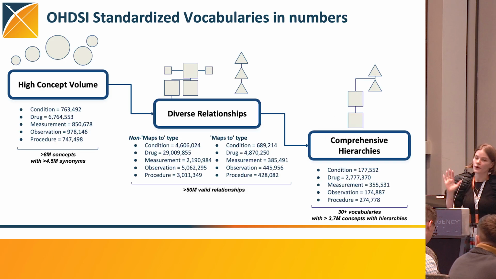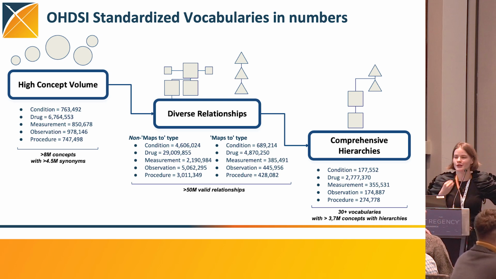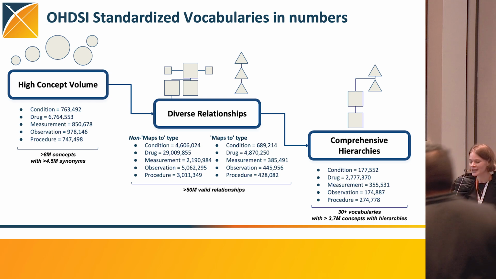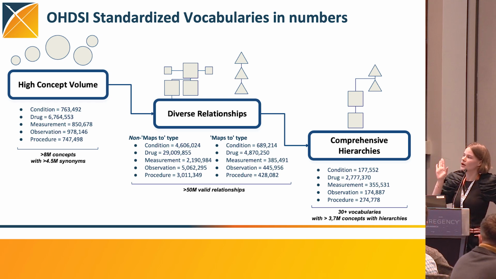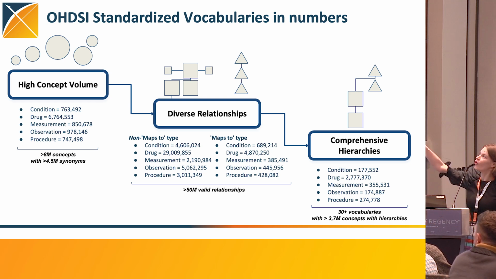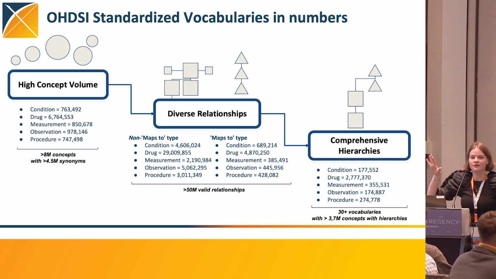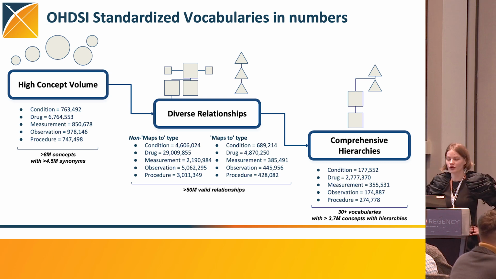Now, we only talked about a small portion of vocabularies, but the vocabularies now are a beast of all sorts of things from many countries. We have vocabularies for diagnosis codes, for procedures, for drugs, for devices. And now we have more than 8 million concepts in the whole vocabularies and more than 50 million relationships among them.